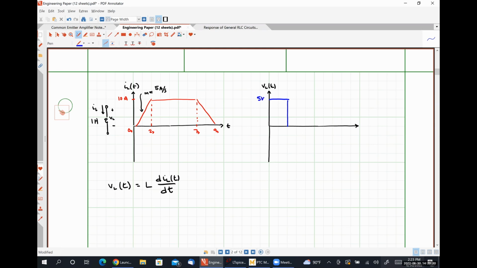So here's 5 volts, here's 0 seconds, here's 2 seconds. Over the time interval from 2 seconds to 7 seconds, since the current is constant, the voltage drop across the inductor will be 0.